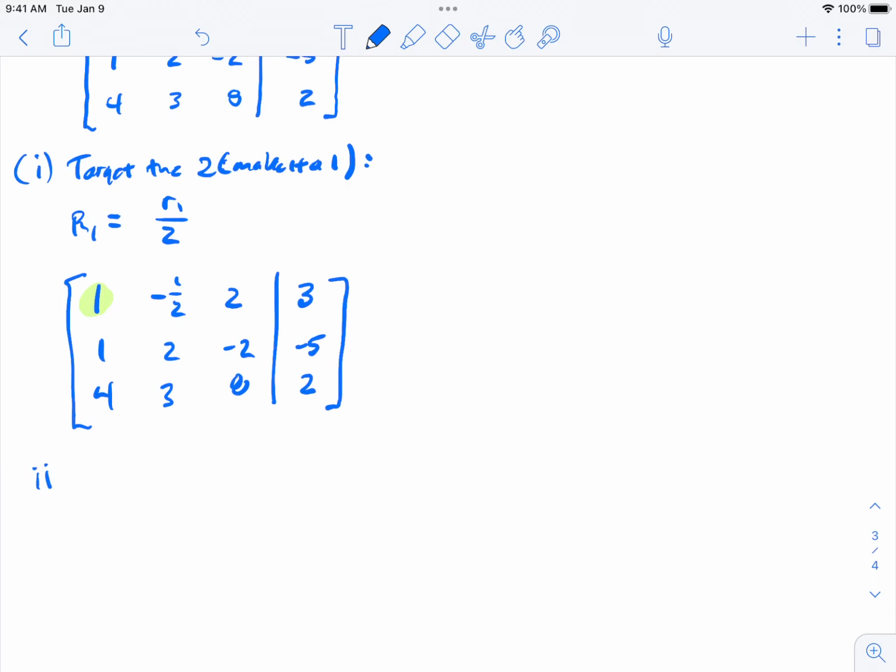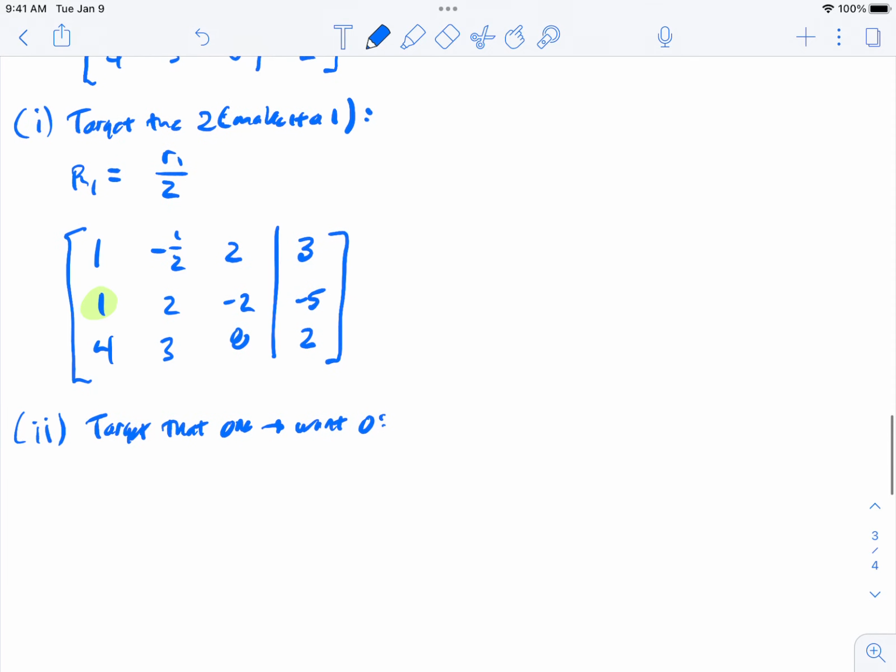Step 2. Our target this time is this. We want to make that into a 0. So you started at the upper left, and now you're going to keep going down until you've made all zeros. So I'm going to say target that 1. We want it to be a 0. And you do that by adding equations together. So let's think about the row operation for a second. First of all, we're going to change row 2. So capital row 2 is going to be what now?